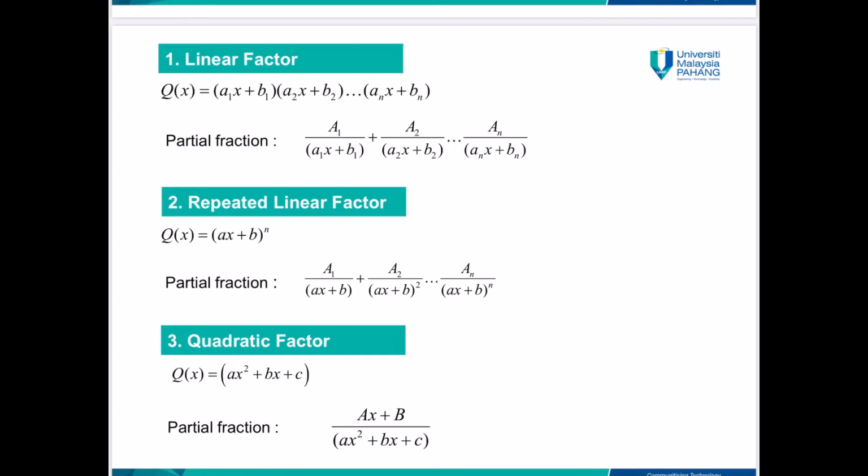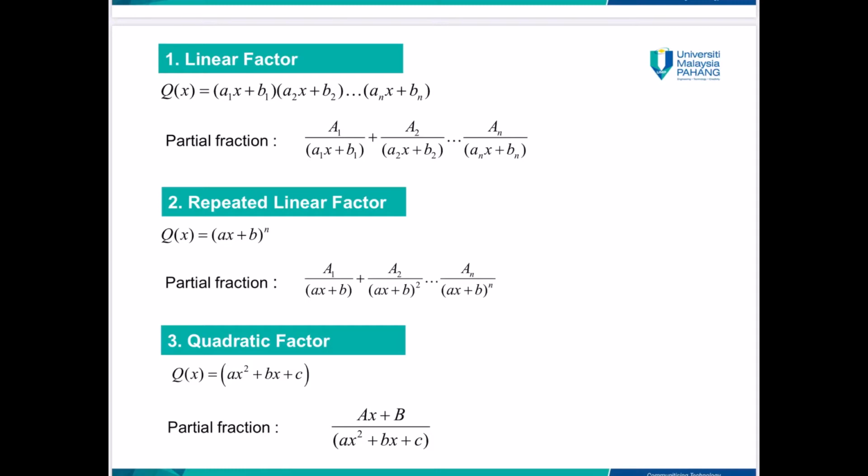three different factors. We will have three different factors for q(x). Okay, the first one is linear factor. So if the factor is linear, then we will have A1 plus A2 plus A3 and so on. The second one is repeated linear factor, which is in terms of ax plus b, and then it repeats several times. So the partial fraction is A1 plus A2 plus A3 until An, by repeating up to the degree of the linear factor.